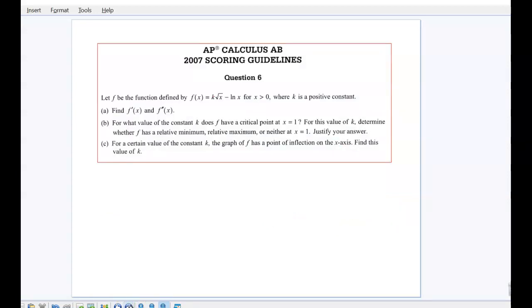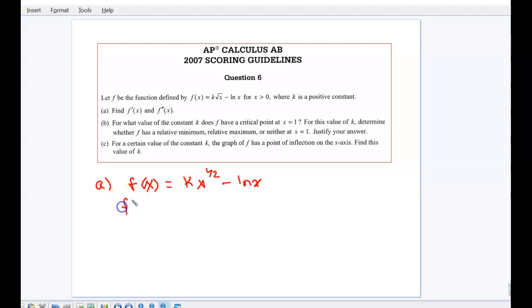Okay, let's take a look at this question. This is a 2007 free response question, and first of all, we're told that f of x is the function k root x minus ln x, where k is a positive constant, and they want us to find the first and second derivative. Okay, well, before I take the derivative, I'm going to rewrite this as kx to the 1/2 minus ln x.